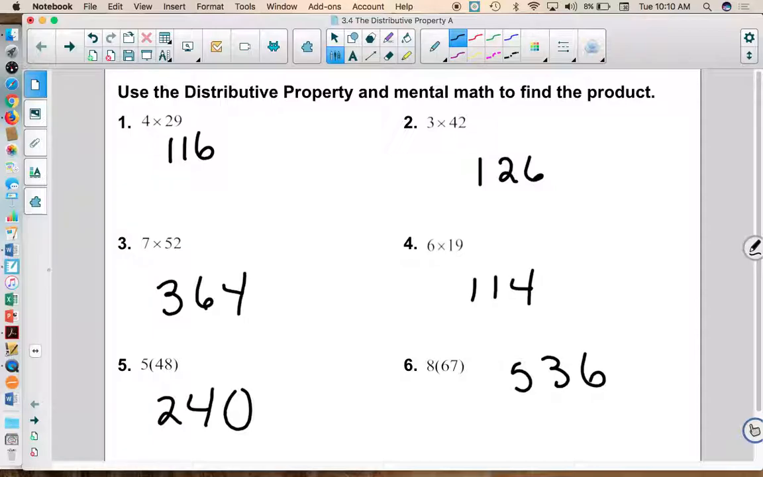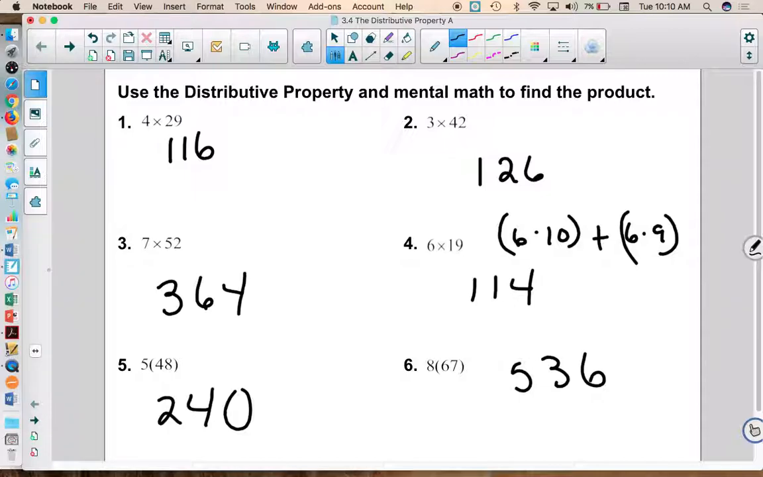This one, 7 times 50 should be 350, right? Yep. And 7 times 2 is 14. 350 plus 14 is 364. Okay? Do you see what we're doing to do mental math? This one here would have been 6 times 10 plus 6 times 9. Well, that's the distributive property, okay?